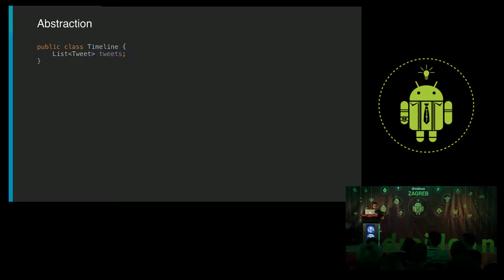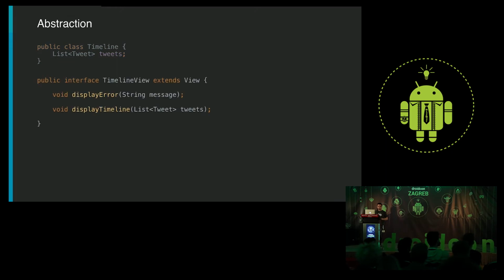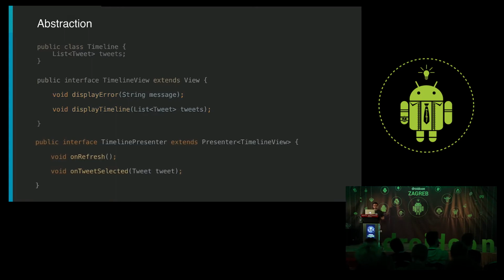First of all, we're working with data that looks like this. It's a timeline, which is basically a list of tweets. Those familiar with MVP know that the view and presenter don't talk to each other directly. Instead, they do that via interfaces, and therefore we need to define two interfaces. The first one is for the view, which extends some base MVP view. This is not an Android view. It defines methods that allow the view to display some content on the screen, and in this case, we have a list of tweets or an error message.